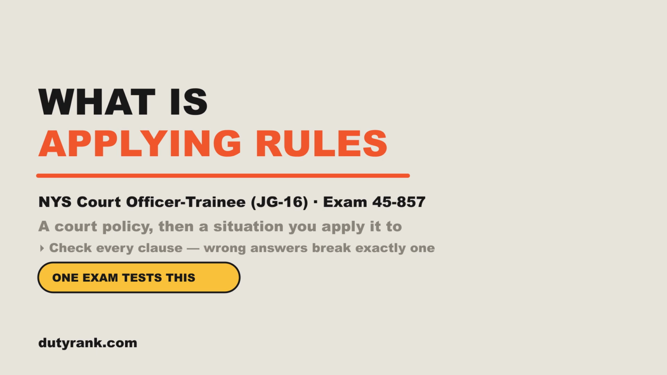The wrong answers are built cleverly. Each one usually satisfies most of the rule, but breaks exactly one clause. If you check the whole rule as one blurry impression, those answers slip past. The fix is to break the rule into a checklist and test every part. In the next few minutes: the technique, step by step, and then the 4 ways people lose points on it.